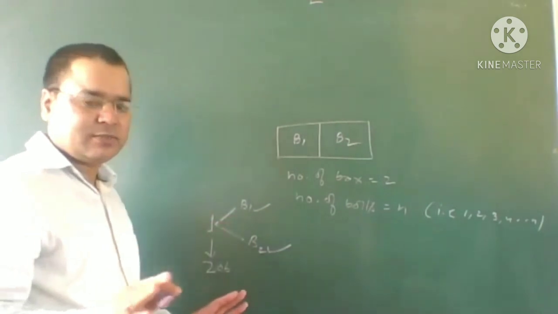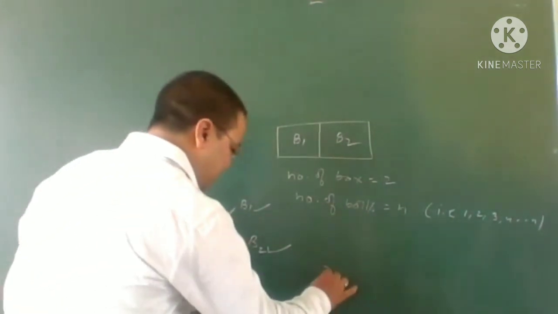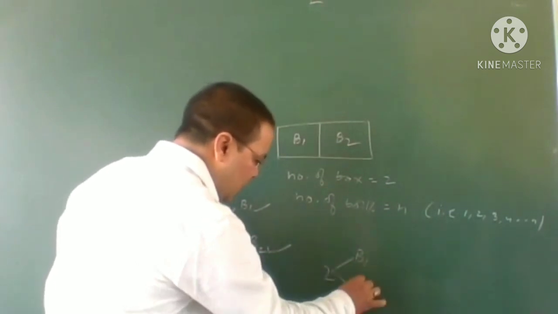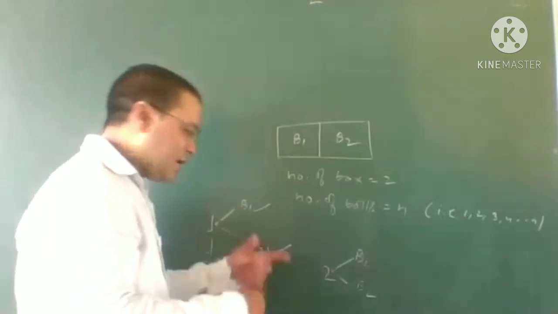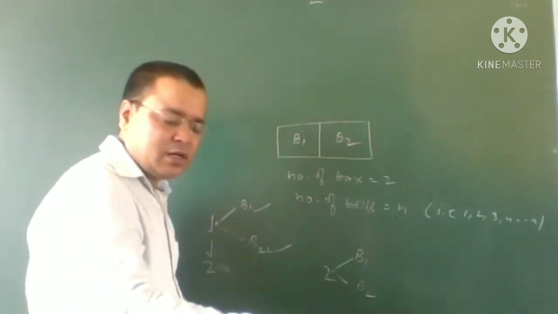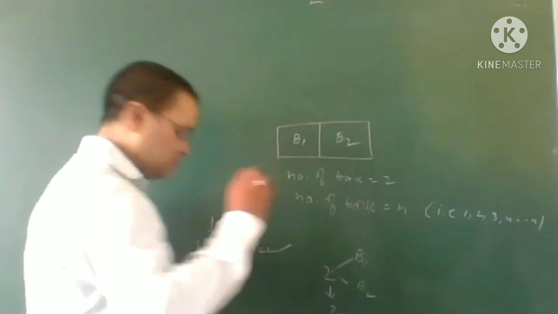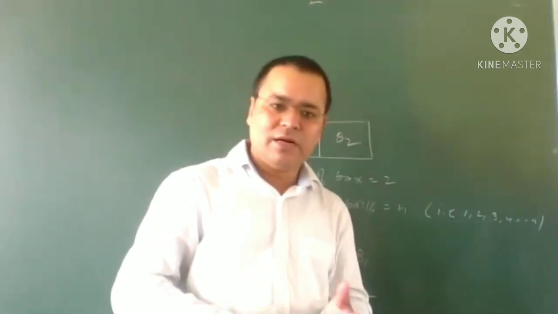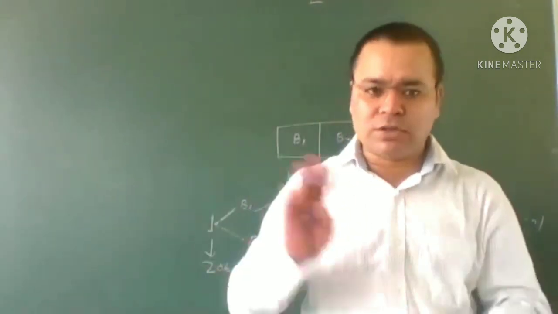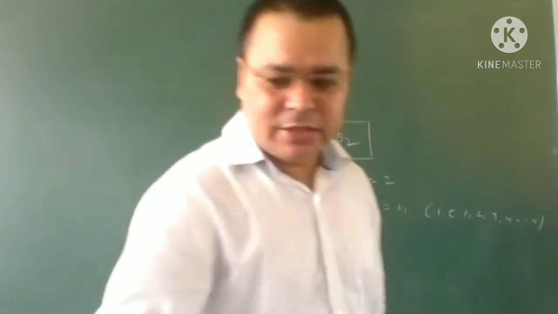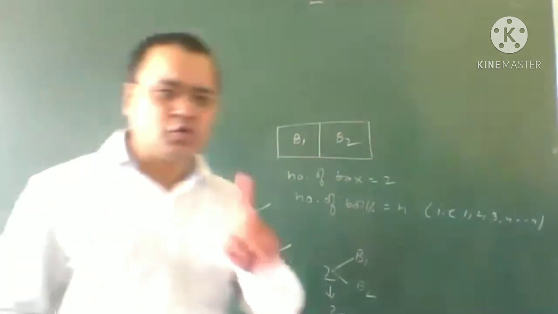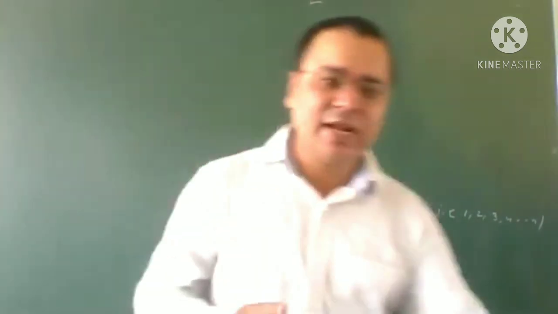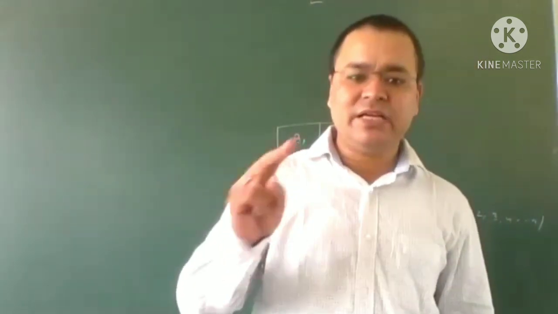Two choices. Similarly, if we take the second ball, it can also be put in box 1 or box 2. So for the second ball we also have two options. Similarly, for the third ball we have two choices, and for the fourth ball also. It means there are two choices for each ball. Getting?